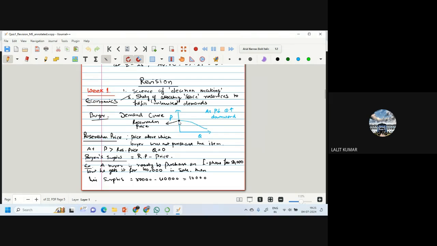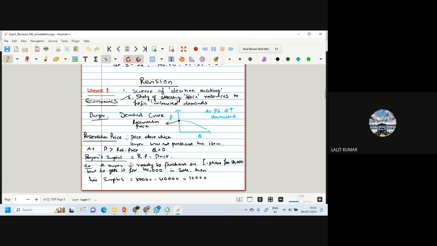And here, if you can see on my screen, the price above which a buyer is not ready to purchase is known as the reservation price. Like when we go to market, mentally we make up our mind that I will not purchase this mobile model for more than 50,000. Now, if I get that mobile model on sale, for example at 40,000, then I get a buyer surplus of 10,000.